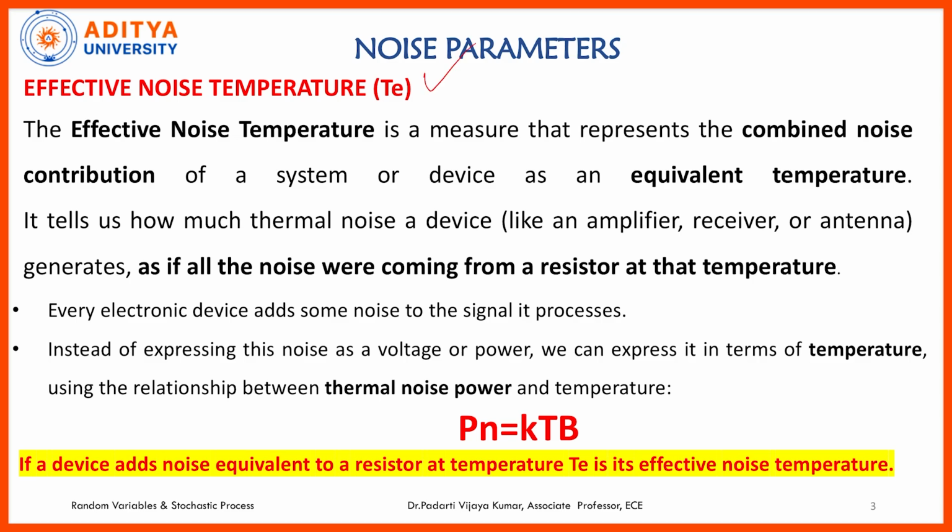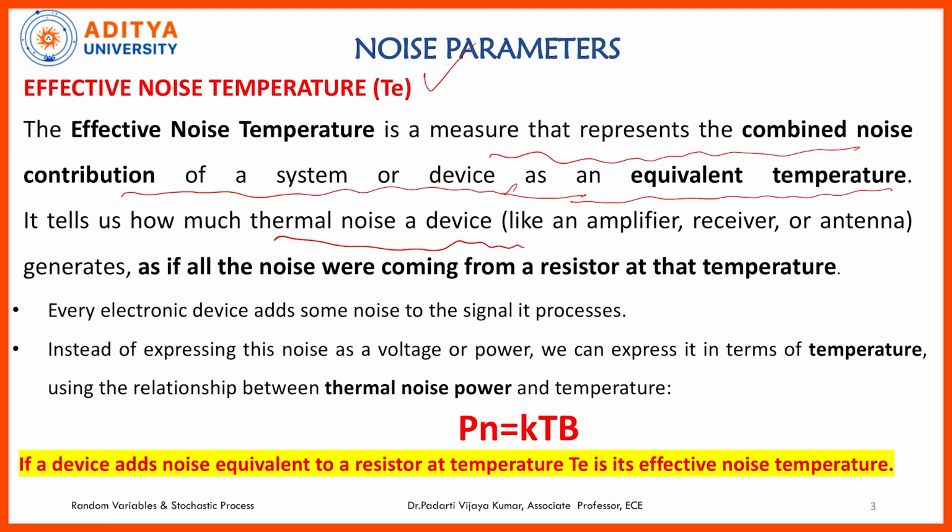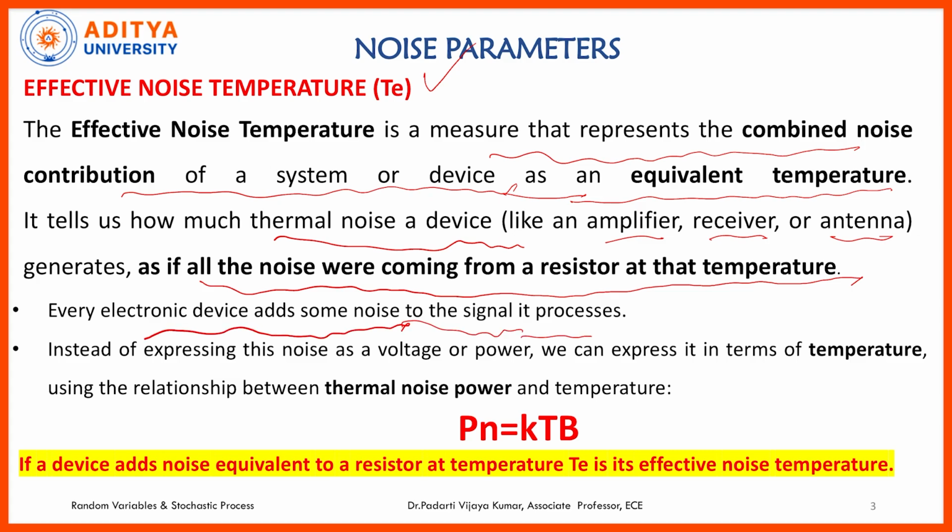Effective noise temperature is a measure that represents the combined noise contribution of a system or a device as an equivalent temperature. It tells us how much thermal noise a device will generate; the device can be an amplifier, a receiver, or an antenna. It is as if all noise were coming from a resistor at the temperature T. Every electronic device in general adds some noise to the signal when it is processing.